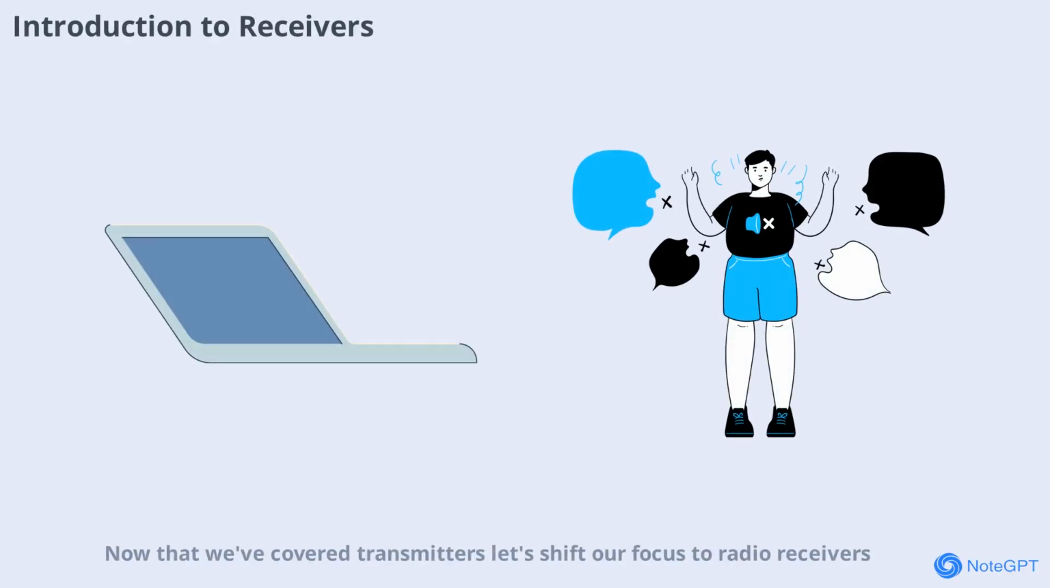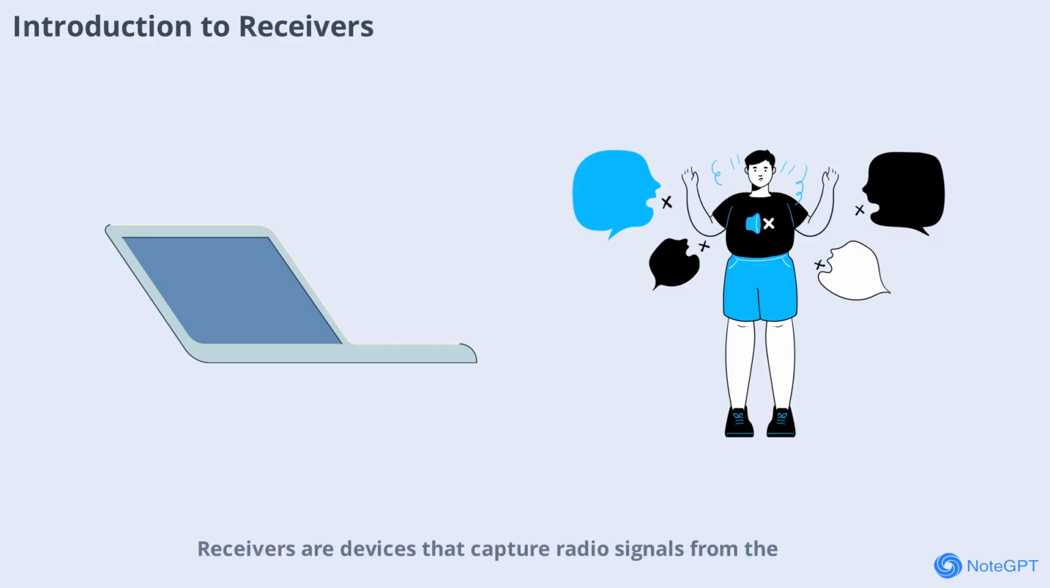Now that we've covered transmitters, let's shift our focus to radio receivers. Receivers are devices that capture radio signals from the air and convert them back into audio or data. The most common and advanced type of receiver is the superheterodyne receiver, which we'll discuss in detail.